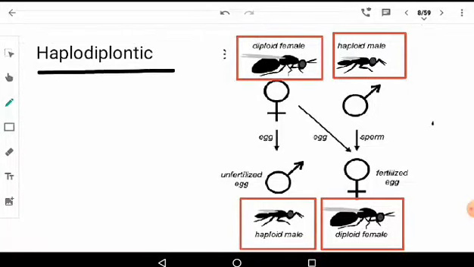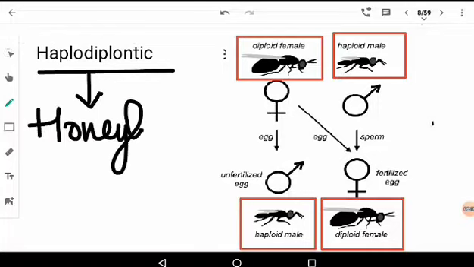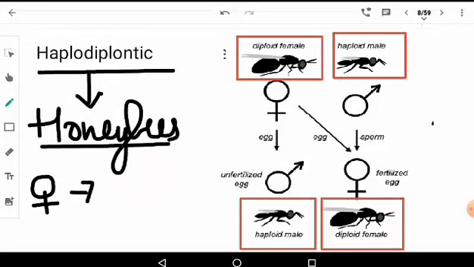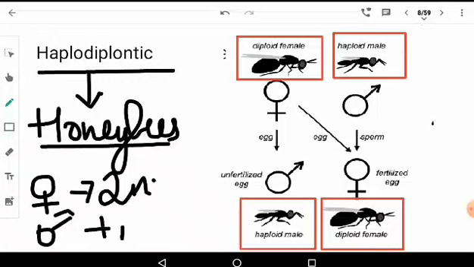Now let's look at the special type of sex determination, which is known as haplodiploid sex determination. And the haplodiploid sex determination is seen in honeybees. In honeybees, always remember that the females are going to be diploid and males are going to be haploid. Males are always haploid and females are always diploid.